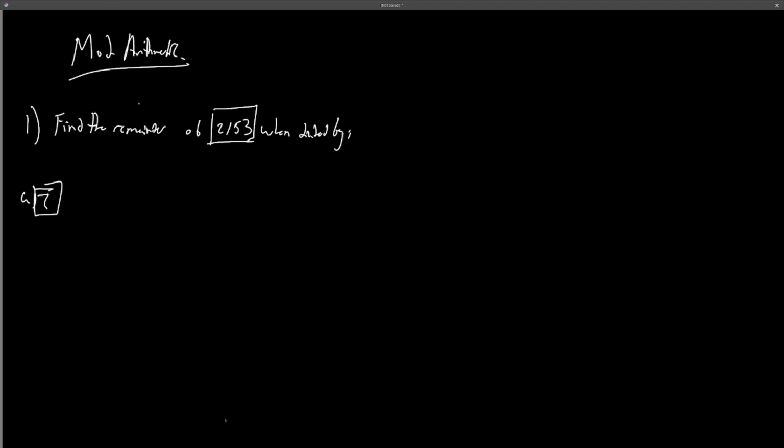An interesting thing to note is that this is essentially the same thing as this. I should make this a 2, not a 7. So 2153 is congruent to something mod 2.